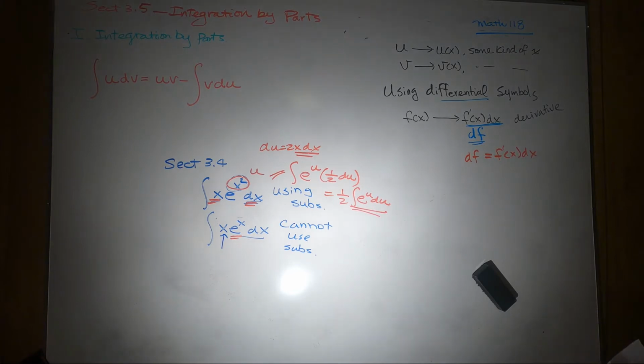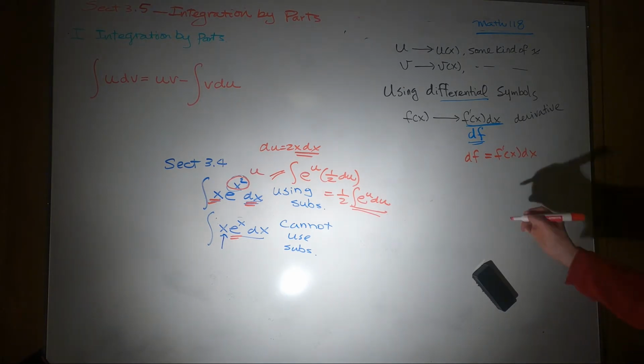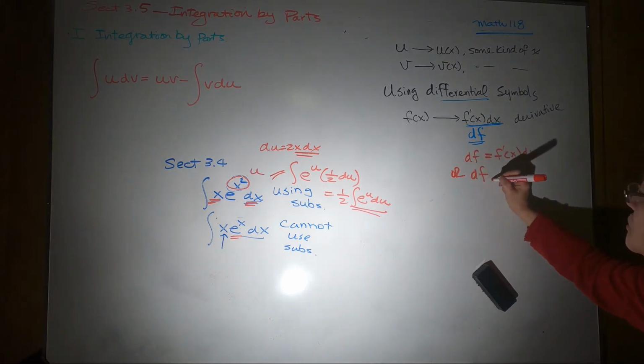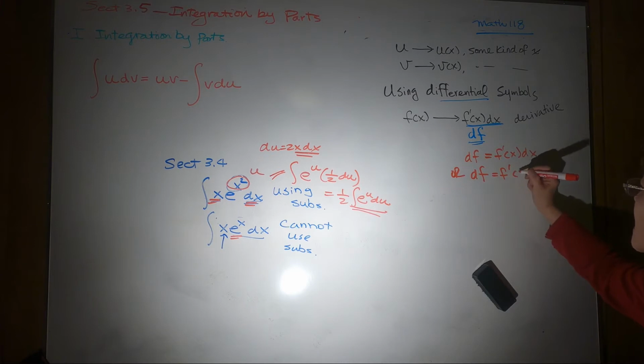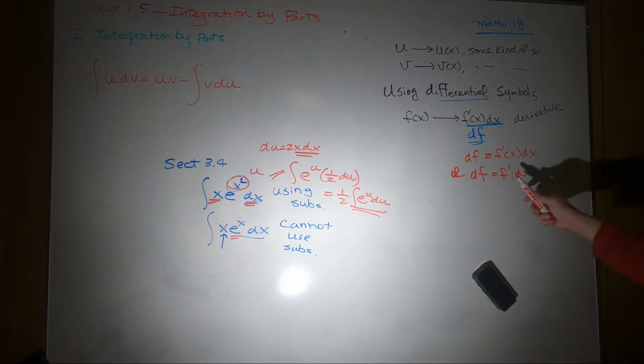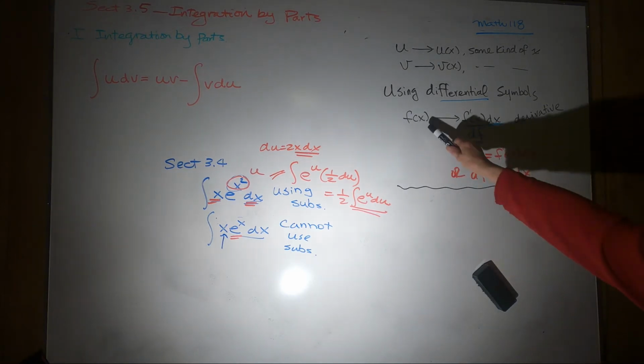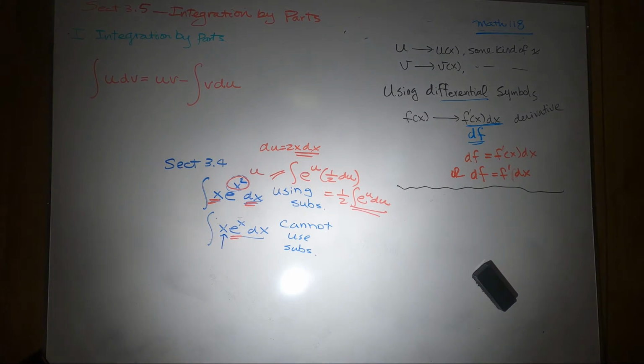Right? Or we can write it this way. Okay? Or we write it this way. df, the differential of f, means what? f prime dx. Right? Because f prime is the f prime of x. Okay? That's for the f we talked about, which you are familiar with.